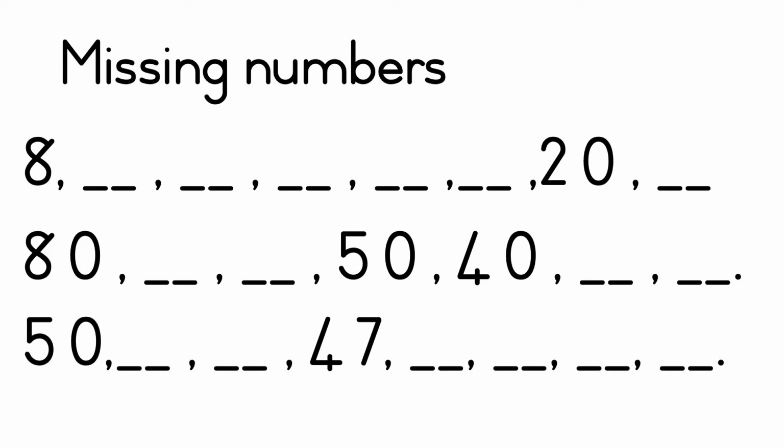Right, let's see what they were. The top one starts at 8. So we are counting in twos. So our next one is going to be 10, 12, 14, 16, 18, and 20. And then 22 for the last one at the top there.